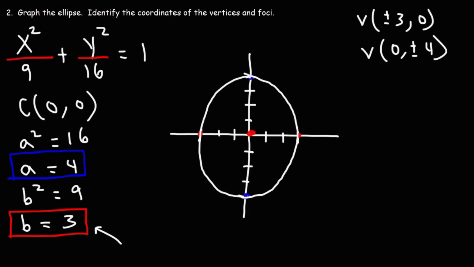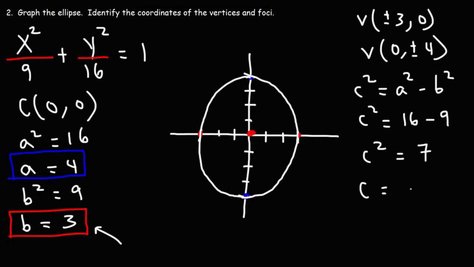Now the last thing we need to do is find the coordinates of the foci. Because the major axis is the vertical y-axis in this case, the foci will be along that major vertical axis. But first we need to calculate c. Let's use this formula: c squared is equal to a squared minus b squared. A squared is 16, b squared is 9. 16 minus 9 is 7. So c is going to be plus or minus the square root of 7. Now the square root of 7 is about 2.26.